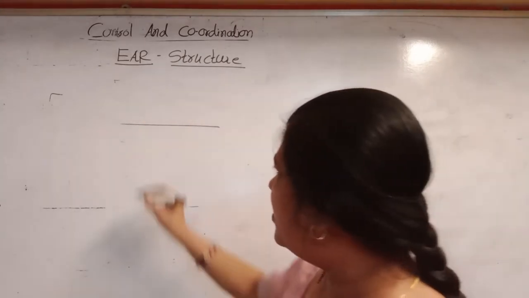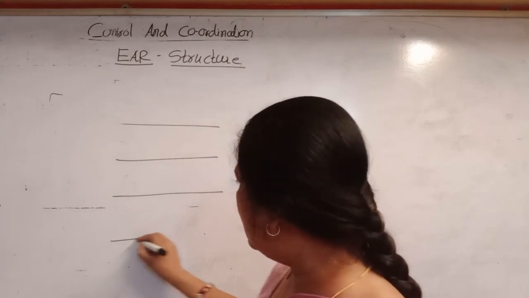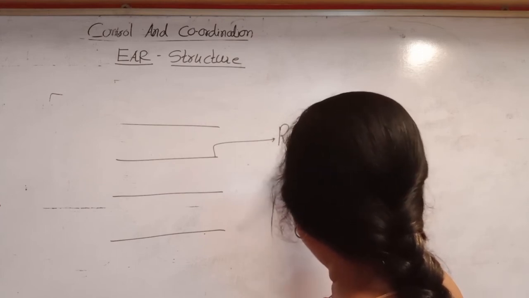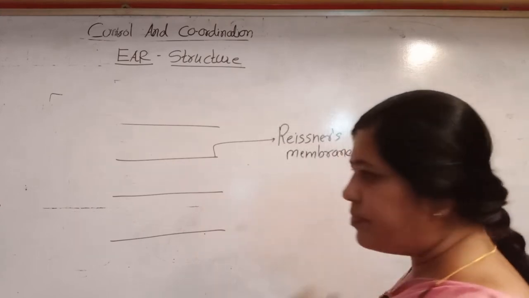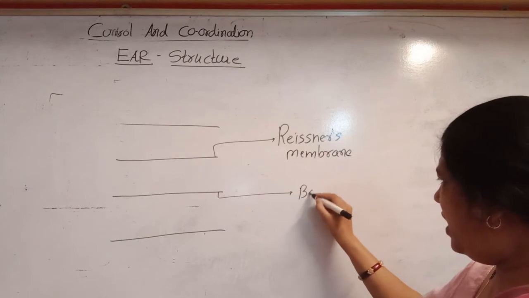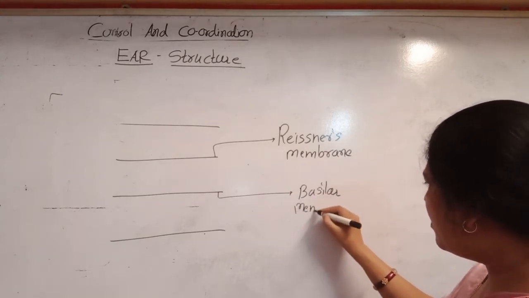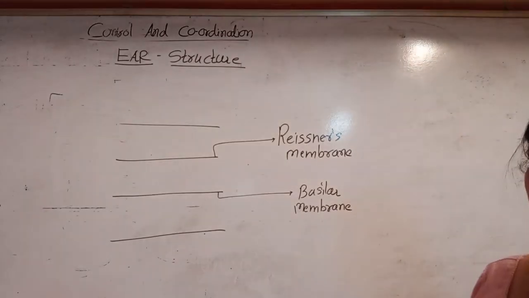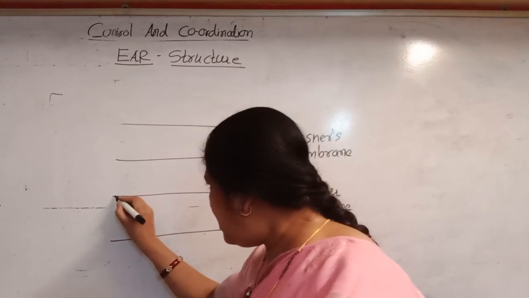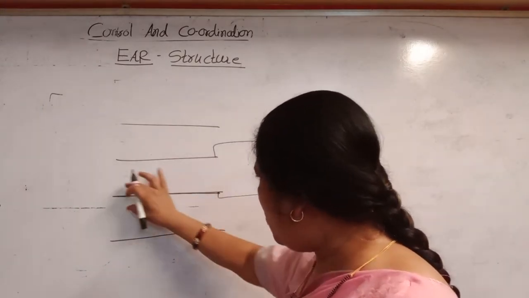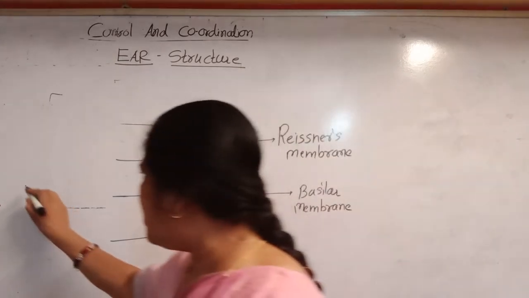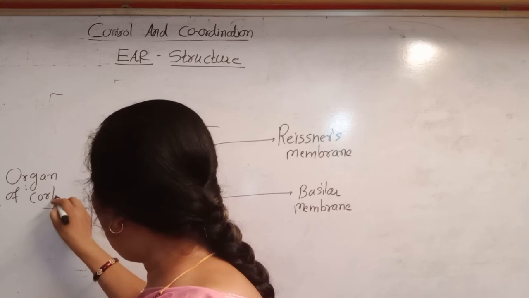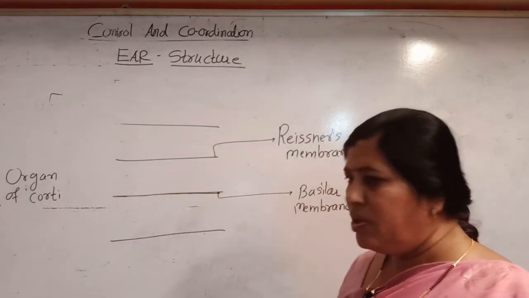So again, this membrane is Reisner's membrane, okay. And this is basilar membrane. Basilar membrane consists of a sensory part, and that is called organ of Corti. On this basilar membrane, organ of Corti is present. Organ of Corti is resting on basilar membrane.